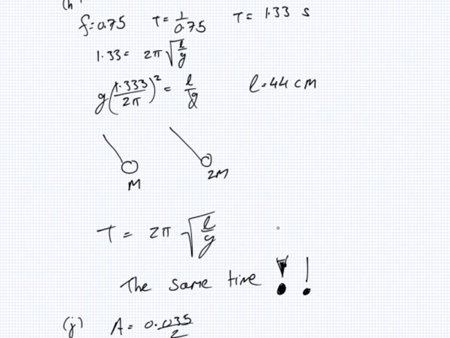And then finally, J, what would happen to the time if the amplitude was halved? So what would happen to the time if the amplitude was changed to 0.035 over 2? What would happen to the time? Again, for the same reason, it will stay the same. The same time again.